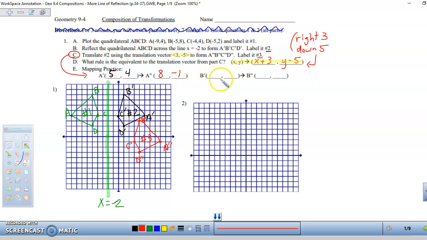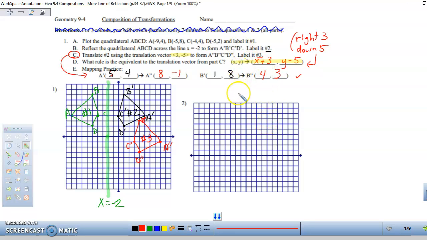Okay, so pause for a second and try B prime to B double prime using the same directions. Okay, welcome back. So B prime here is at 1, 8, and therefore B double prime, applying this vector, you do 1 plus 3, which is 4, and then 8 minus 5, which is 3. And then you can just double check that that is correct. Over here is 1, 2, 3, 4, and then up 1, 2, 3. So that checks out.